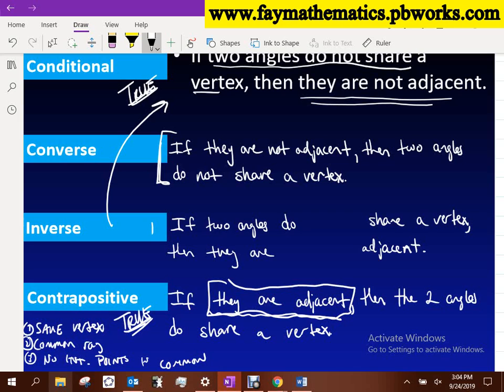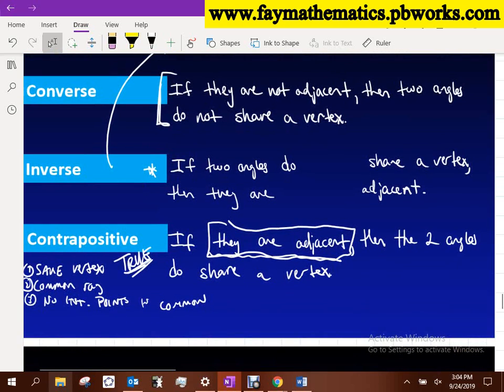I think this one's easier to answer. If two angles do share a vertex, then they are adjacent. What do you guys think about that? What's the definition of adjacent? It's all three of these things, right? Well, when I tell you you've got two angles that are sharing a vertex, do you know whether they have common rays or if they have no points in common on the interiors? You don't know that stuff, right? So just because I tell you they share a vertex does not mean that these two statements here are also true. So this is actually false.